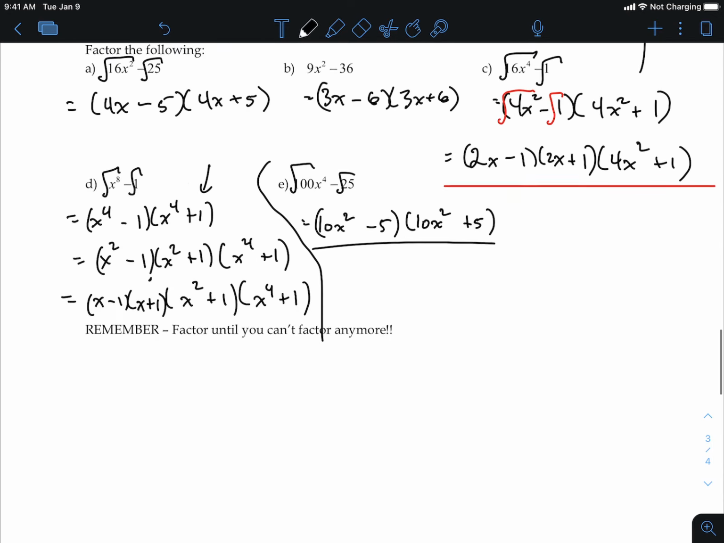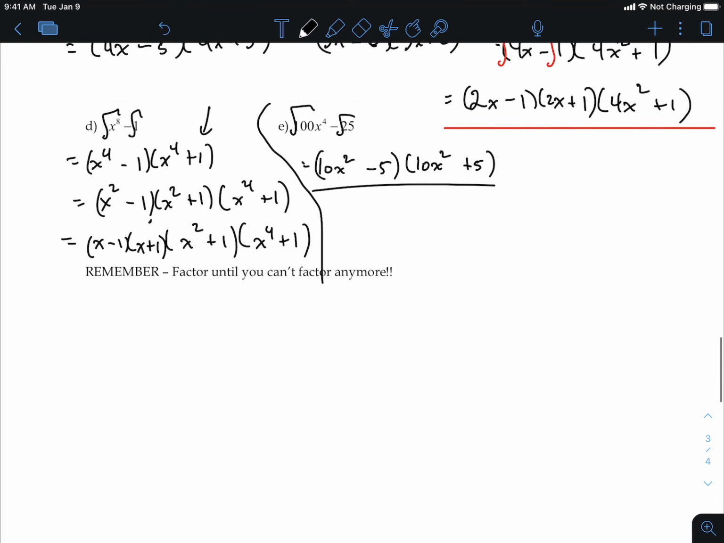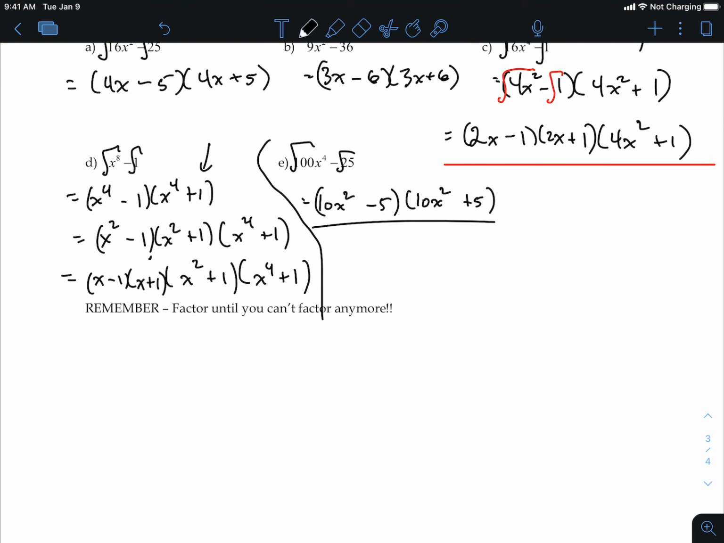Wait, is that what we're supposed to do, or no? I don't know. Let's see if there's a difference between the answers. That's why I drew a line. We'll see what we get. So you factor out the 25. I think the answer looks a little bit simpler here than it does where I've drawn the line. So this is separate. I'll do it in red actually.